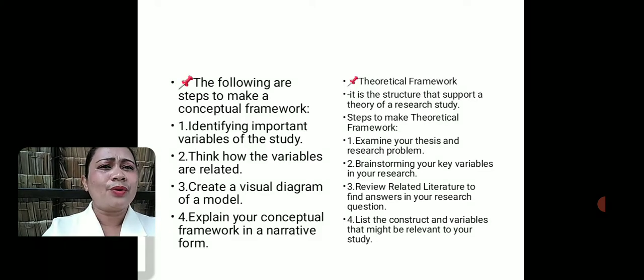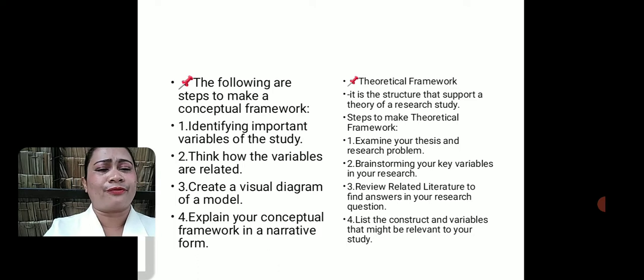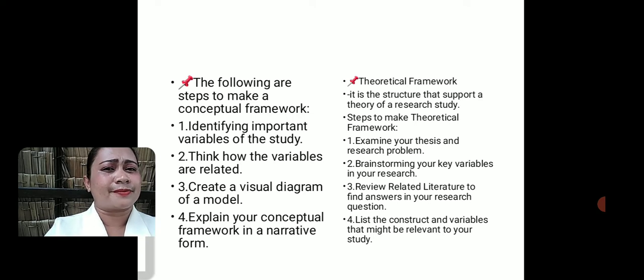The following are the steps to make a conceptual framework. First, identify the important variables of the study. We must gather information to identify which variables are needed. Second, think how the variables are related. Before we create a visual paradigm, we should think first how the variables we study are related.